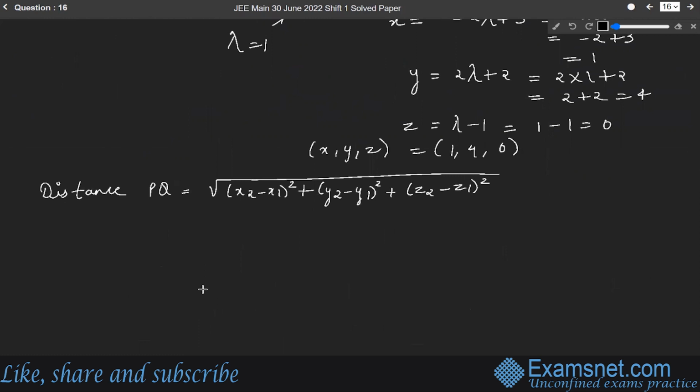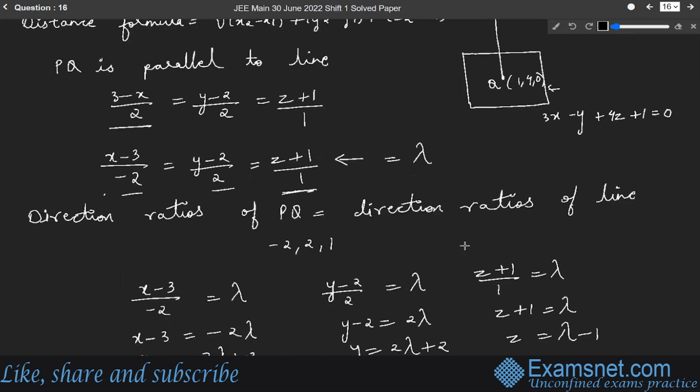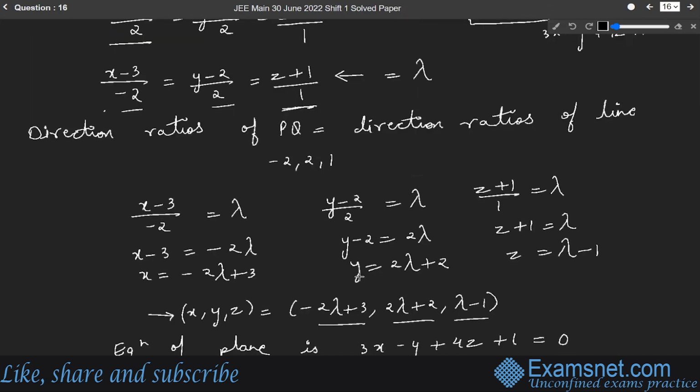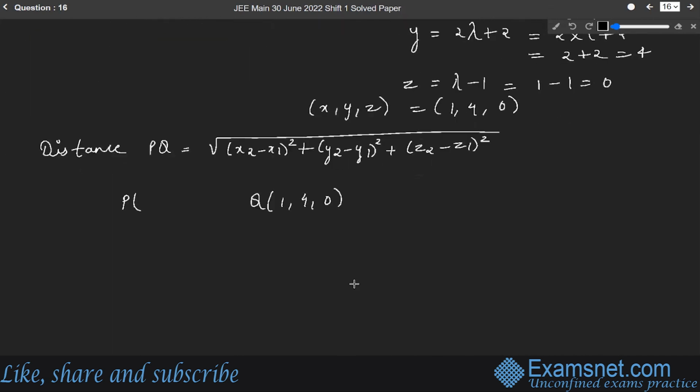So firstly, let us write the coordinates of P and the coordinates of Q. What are the coordinates of Q? 1, 4 and 0. What are the coordinates of P? It is given in the question. 3, 2 and minus 1. So the coordinates of P are 3, 2 and minus 1. Now, in order to find the distance, we have to label the values. So let this be x1, y1 and z1, and let this be x2, y2 and z2. Now we have to substitute these values in the formula.